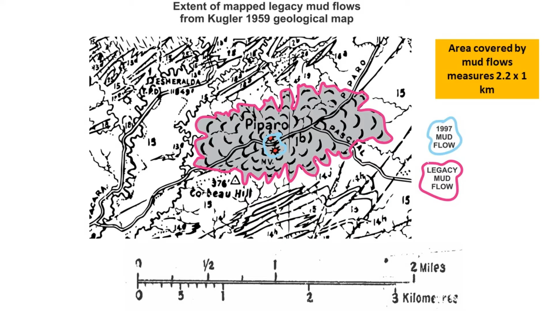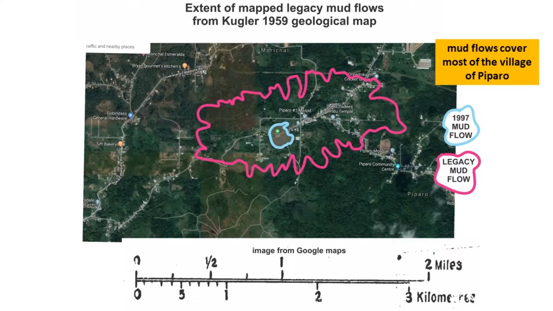The surface geology map shows the extent of mapped legacy mudflows, and the area covered by these flows measures 2.2 by 1 kilometer. The area in blue shows the 1997 mudflow. On this Google Earth image, the legacy mudflows have been superimposed on this photograph. What we notice, the mudflows cover most of the current village of Piparo.